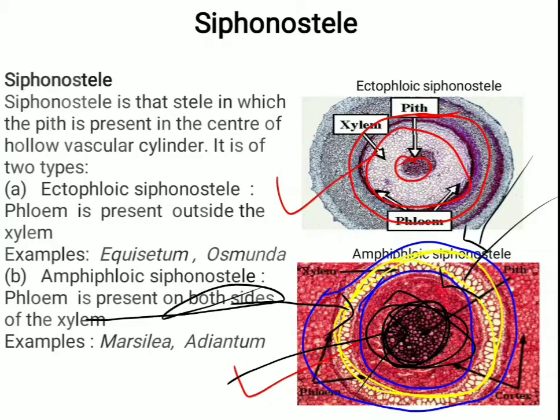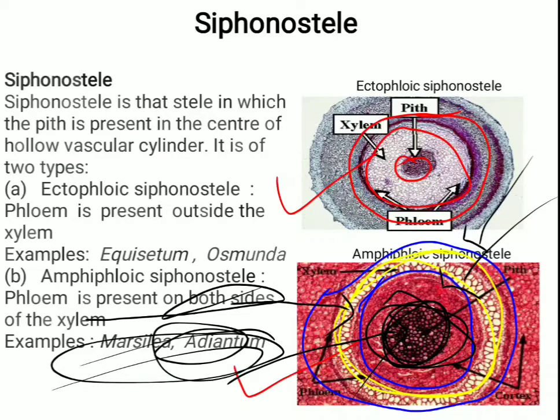Amphiphloic siphonostele is present in Marsilea and Adiantum. You can study Adiantum in our previous lecture. Adiantum is a type of pteridophyte, and Marsilea is also a pteridophyte. So in Marsilea and Adiantum, amphiphloic siphonostele is present.